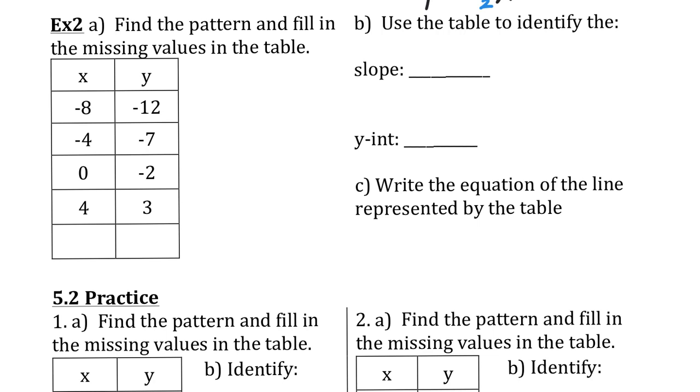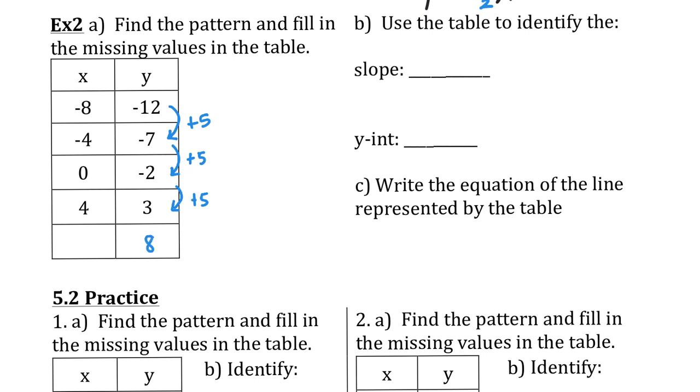Okay, so first I'm going to find the pattern. It's a linear pattern because that's what we're learning. If I go from -12 to -7, I'm actually going higher on the number line. I'm going up 11, 10, 9, 8, 7, up 5 units. From -7 to -2, I'm going to the right. I'm going up 5.